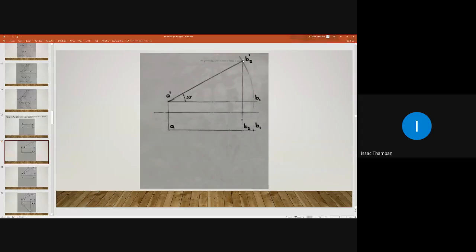Now, what next? We have to mark the corresponding position in the plan. So, how do you mark that? Draw a vertical projector line like this. From B2 dash, you can draw a vertical projector line that will intersect AB1 at a point. You can mark that point as B2. So this is the condition where the line is parallel to VP and inclined to SP.